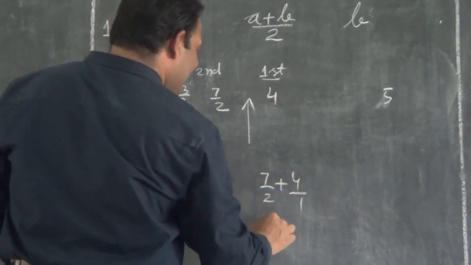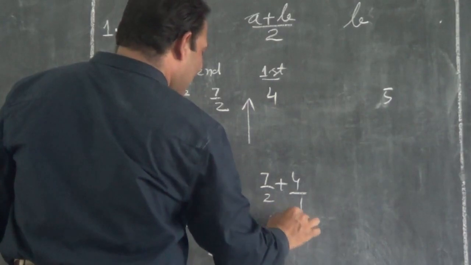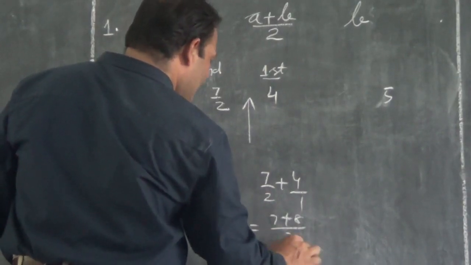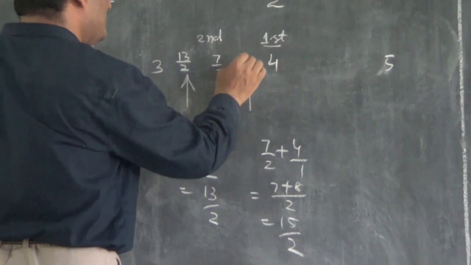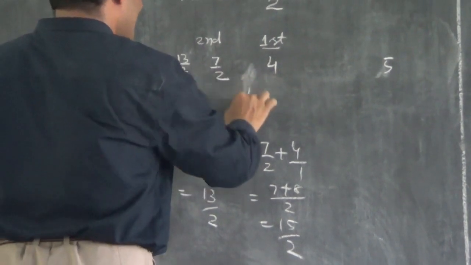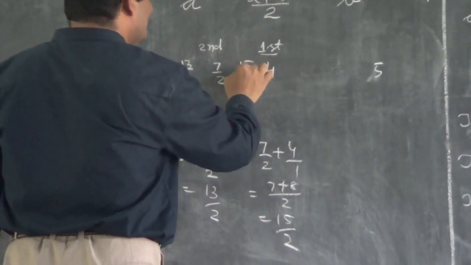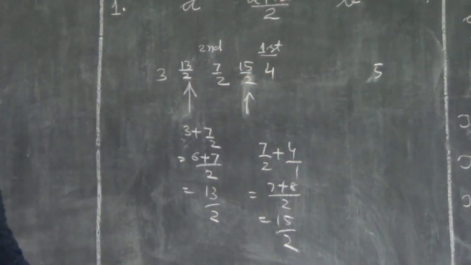So the LCM here is 2. 7 plus 8, 15 by 2. Your answer can be 15 by 2 here. Your third number can be 15 by 2 also.